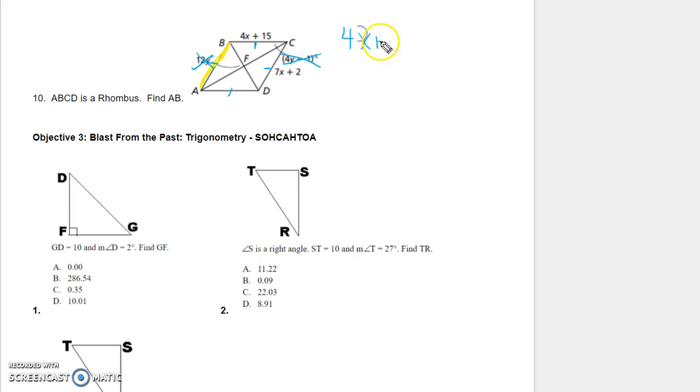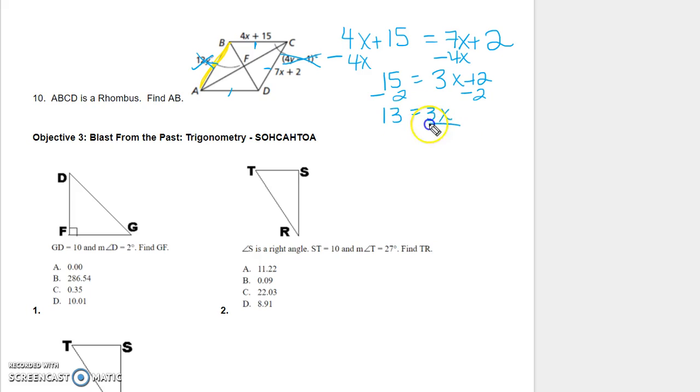So we're going to have 4x plus 15, and I know that should be equal to 7x plus 2 because the sides of a rhombus are congruent. So now I'm going to solve for x, and I like to take my smaller x over to my larger x, so I'm going to subtract 4x, and I get 15 is equal to 3x plus 2, and then I'm going to have to subtract 2, and I get 13 is equal to 3x, divide by 3, and x is equal to 13 thirds, which is 4.33 repeating if you use a decimal.